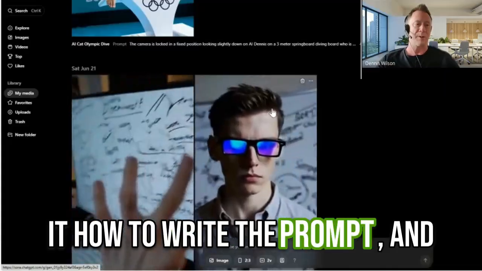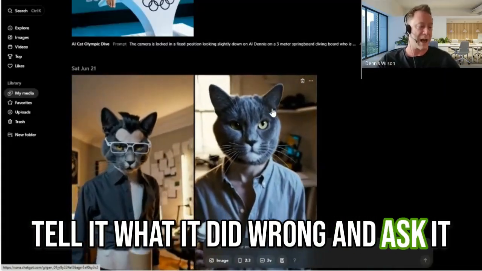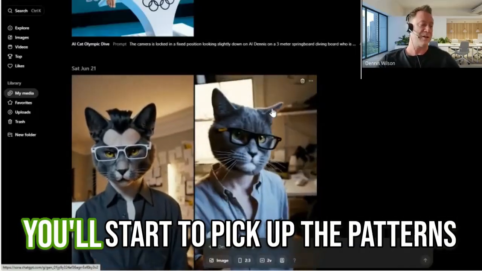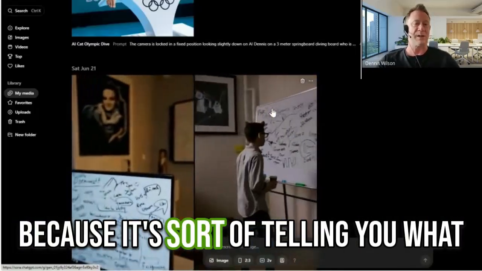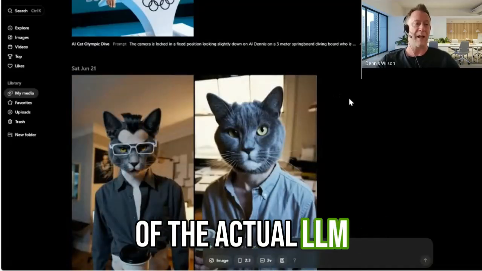Ask it how to write the prompt, and then tell it what it did wrong and ask it to write the prompt again. Tell it what it did wrong and ask it to write the prompt again. And then you'll start to pick up the patterns, because it's sort of telling you what to do in the language of the actual LLM.